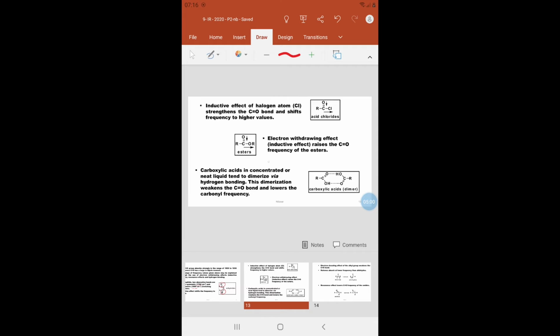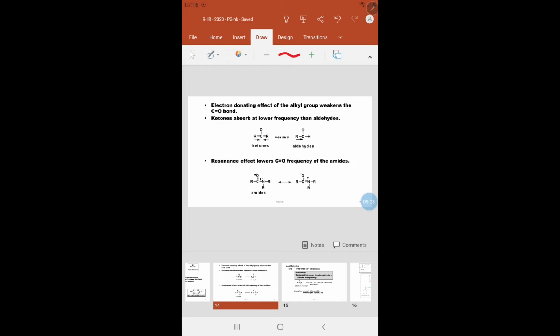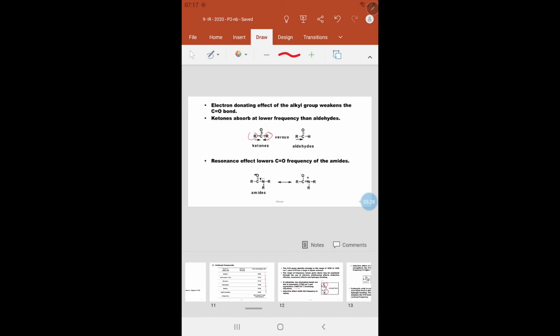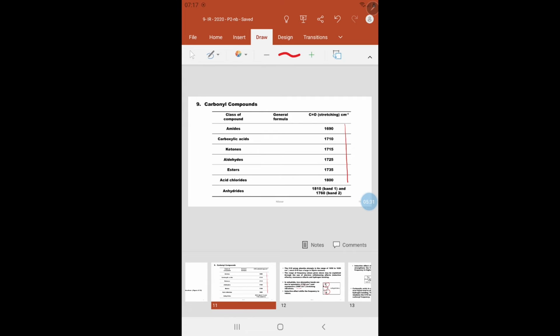And then the same goes for ester, and for carboxylic acid there is the formation of a dimer. And this one, when we compare aldehyde and ketones, when you have the R group giving electrons inductively to the C, it makes the dipole moment, or the change of dipole moment, between C double bond O less. That's why when you look at the list, the aldehyde vibrates at a higher frequency compared to the ketones.